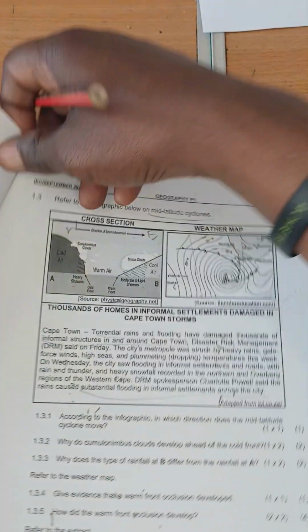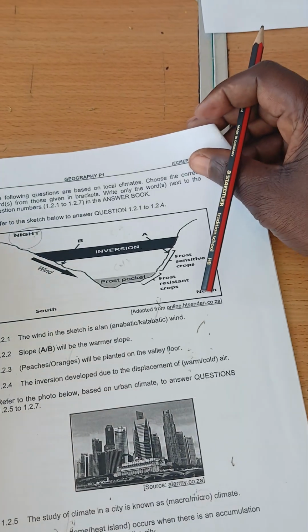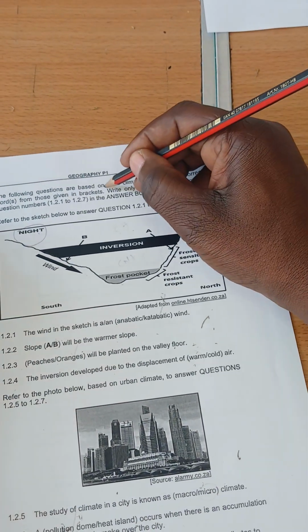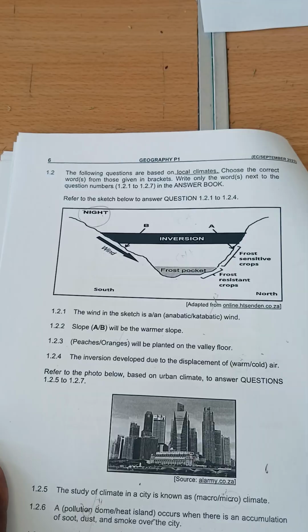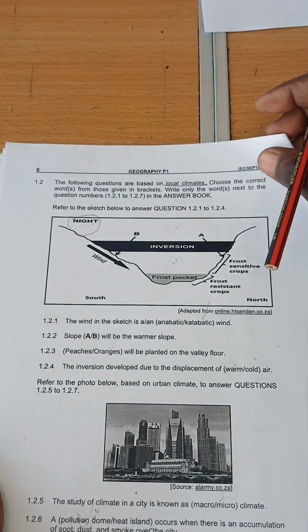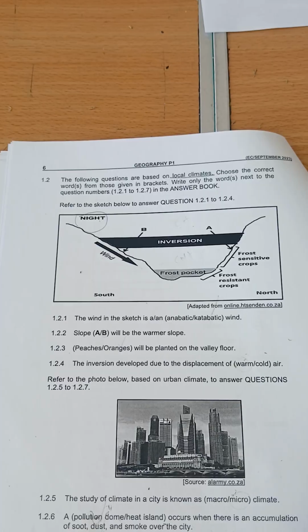Okay, let's move on to the next one. The following questions are based on local climate. When you talk about local climate, you need to be aware that these are microclimates. We are looking at why the climate of a certain area is different from the surrounding areas. That's basically what we are concerned with. Local climate is your urban climate and your valley climates as well.